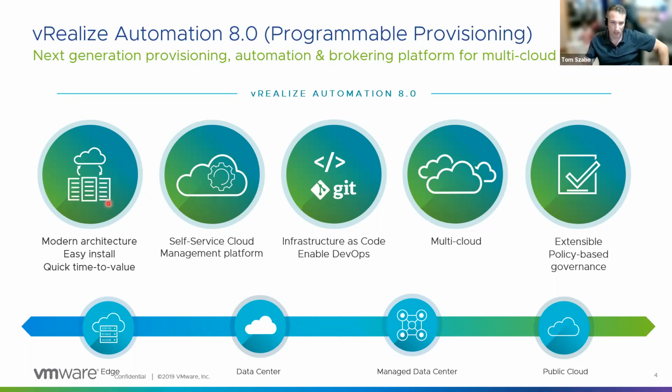You can stand up 3 of the appliances, put a load balancer in front of it. The 3 appliances will communicate with each other. Much easier to stand up. The actual install process is something called Easy Installer, which essentially rolls out something called vRealize Lifecycle Manager, which helps do the deployment for you.